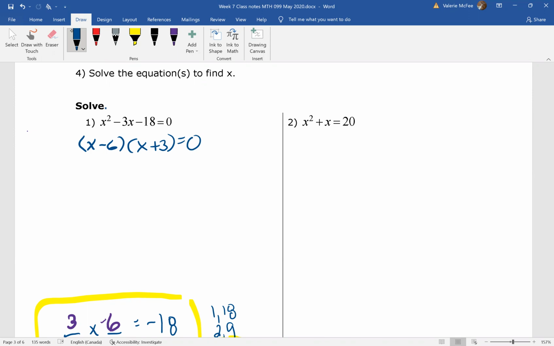Step 3, use the zero factor theorem. A can equal 0 or B can equal 0. And then we just solve these linear equations. We see we have 2 solutions. X could be -3 or 6.